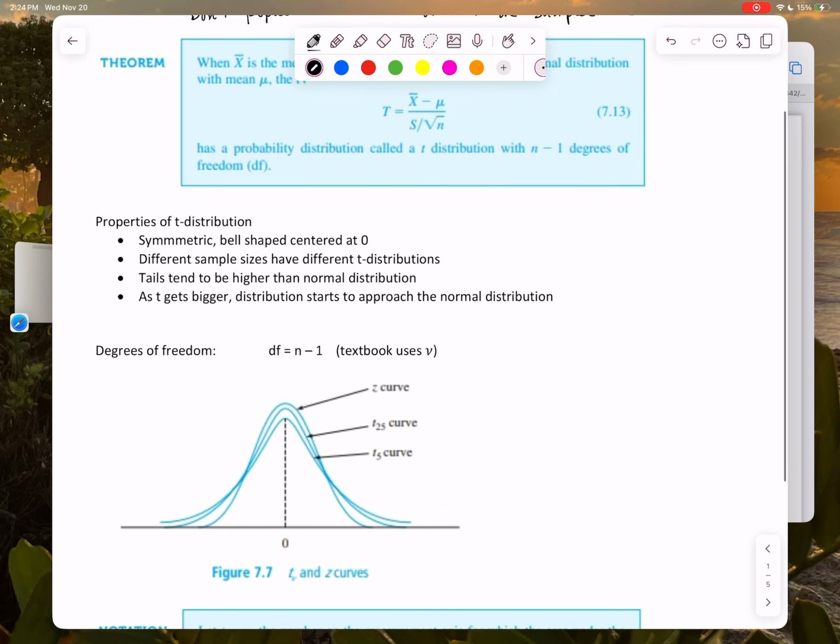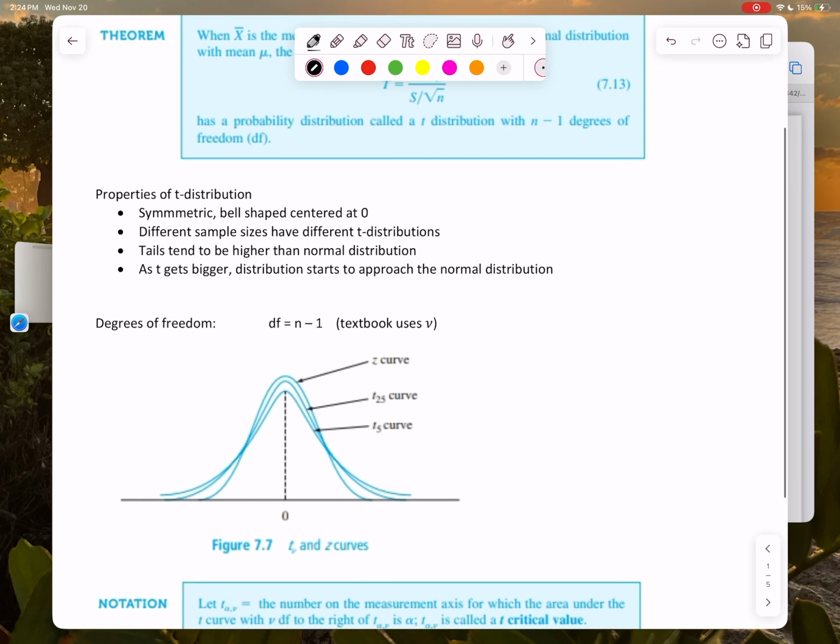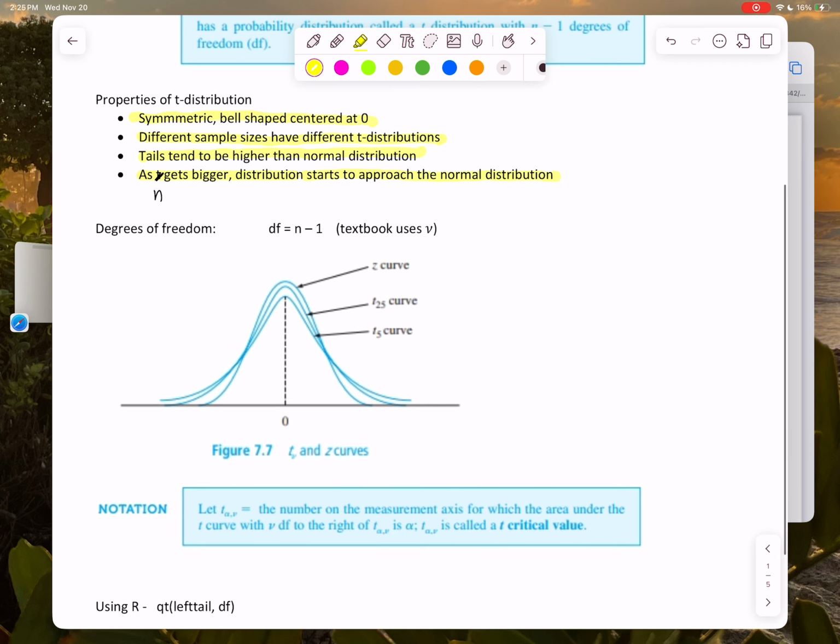So the properties of this t distribution: first, like a z, they're symmetric. It's that bell shape, centered at 0. Different sample sizes have different t distributions. The tails tend to be a little higher than normal, but as n gets bigger, this distribution starts to approach the normal distribution. So it looks like this.